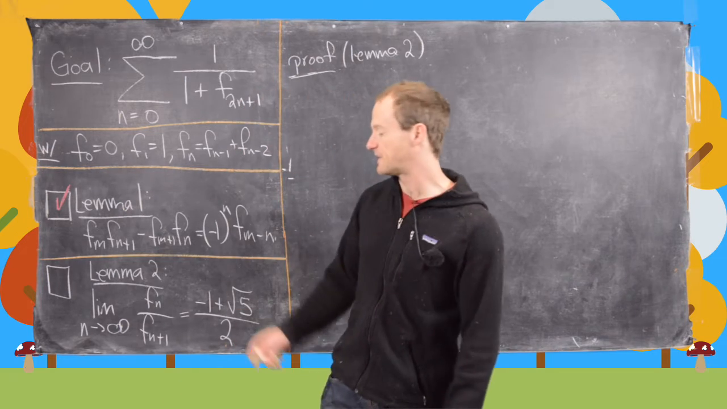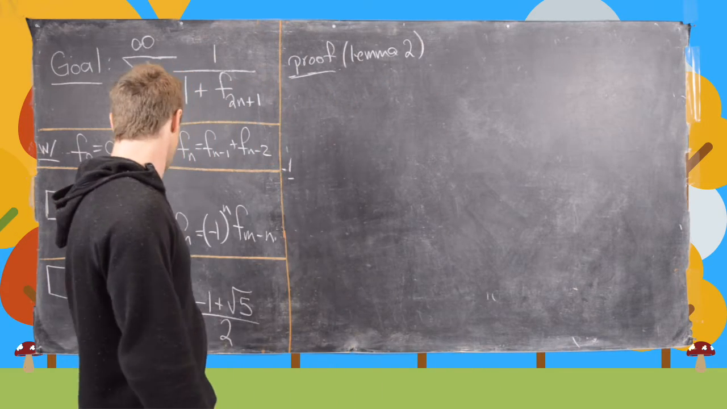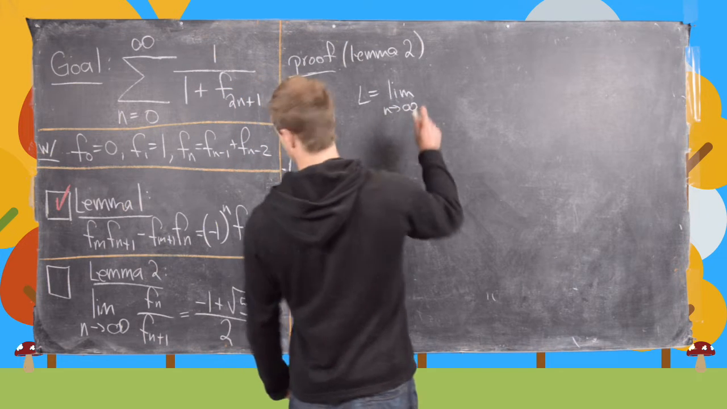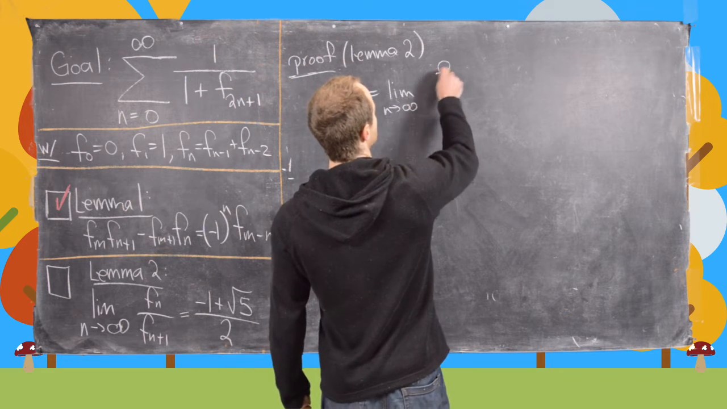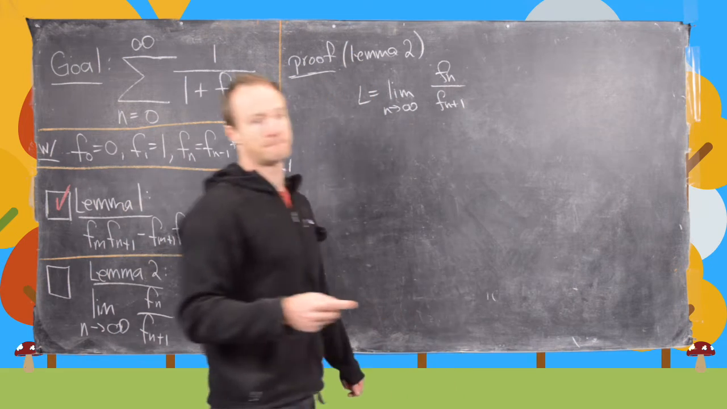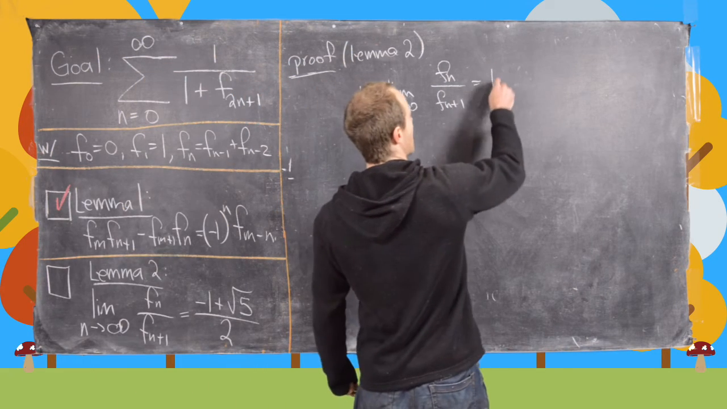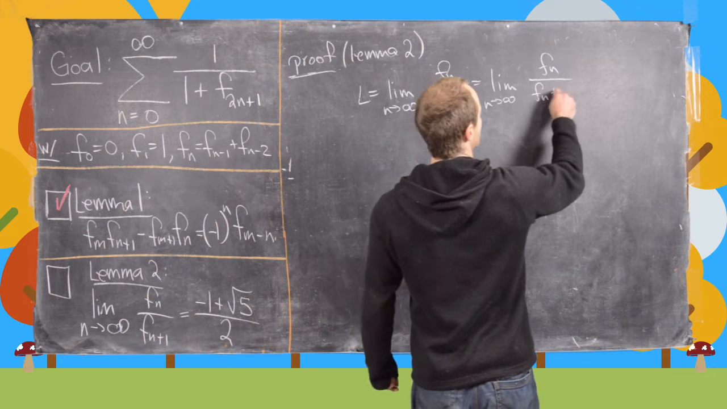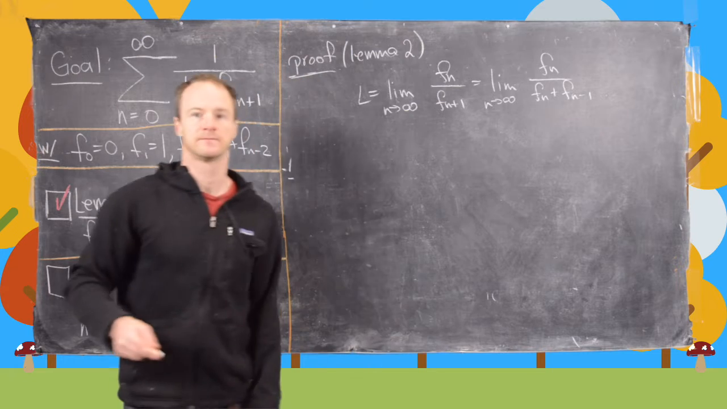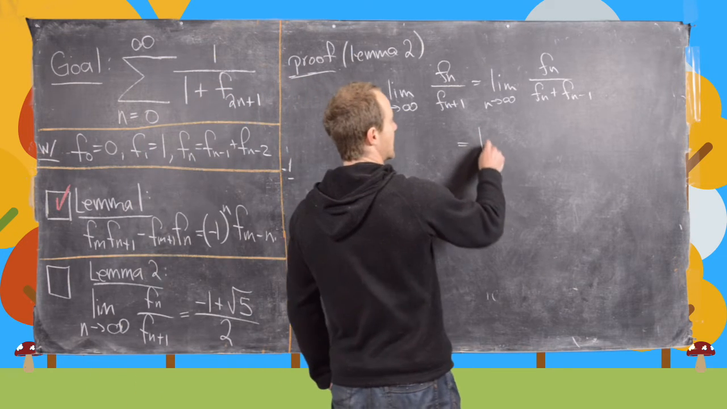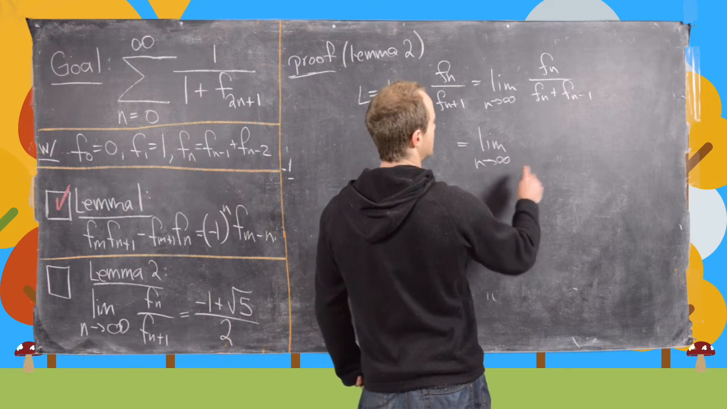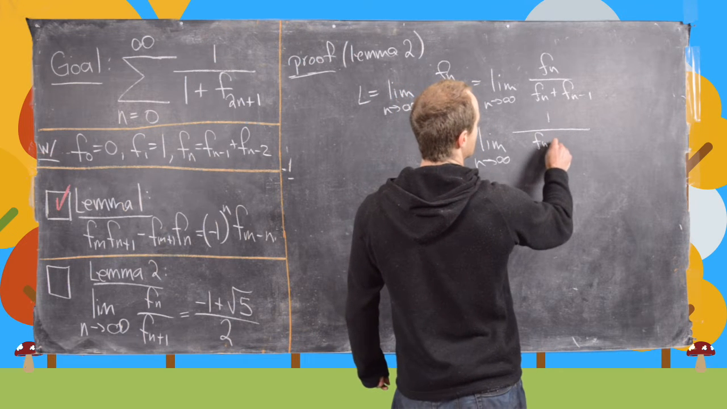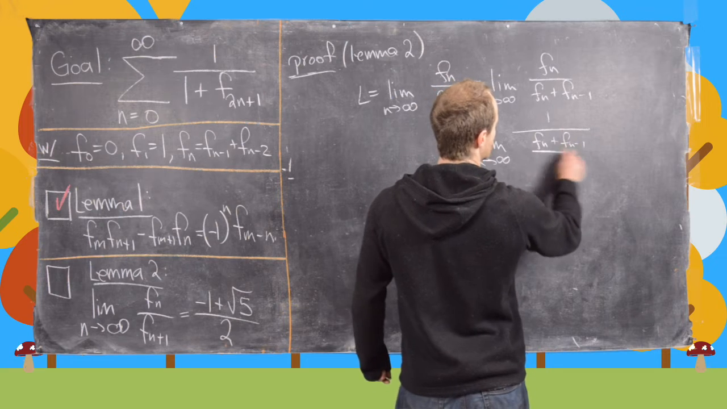Okay, so we've argued that this thing has a limit, and now we want to calculate its limit. So let's say L equals the limit as n goes to infinity of F_n over F_{n+1}. But now notice we can rewrite that as the limit as n goes to infinity of F_n over F_n plus F_{n-1}. Okay, but now taking kind of a double reciprocal, that's going to be 1 over (F_n plus F_{n-1}) over F_n.